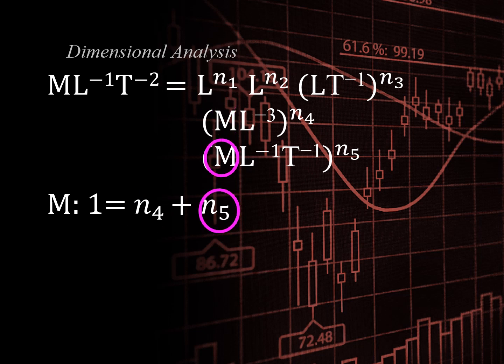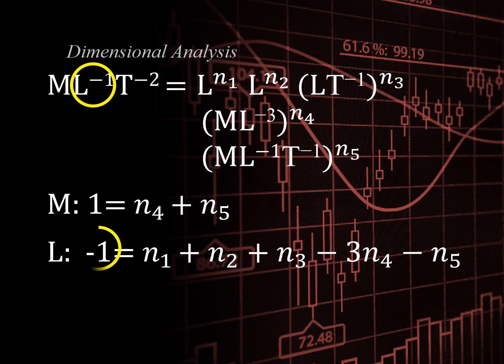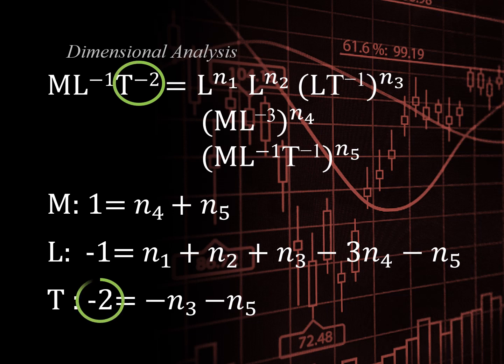Also, for L, on the left, it has a negative 1. On the right, there is an n1, an n2, a 1, of course, that is understood to be positive n3, and then we have a negative 3 n4, and we have a negative n5. T on the left has also a negative 2, but on the right, you have a negative n3 and a negative n5.